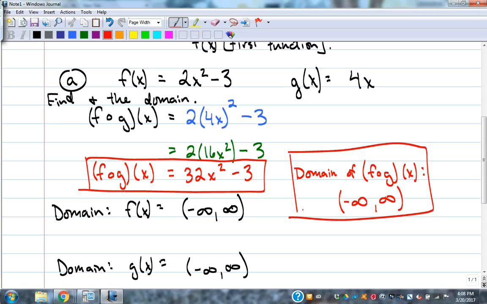Be able to bounce back and forth between forms there. There's interval notation. You could also write x, all real numbers. That's also a possible way of writing that. Same thing.